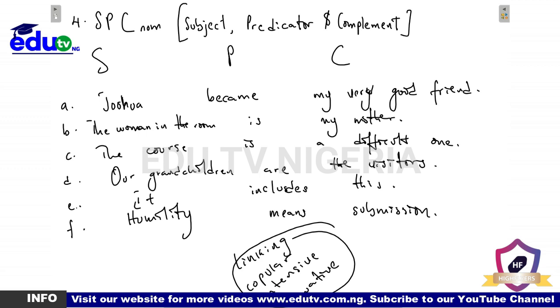So that's just the simple thing. The copular, intensive, equative, they are all different names we could call the linking verb. So that's all about that.